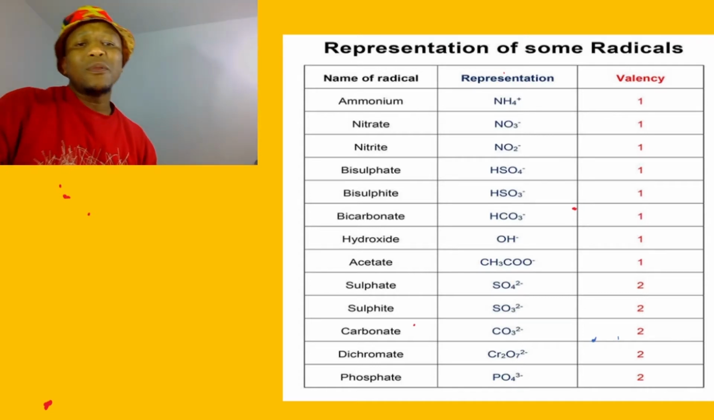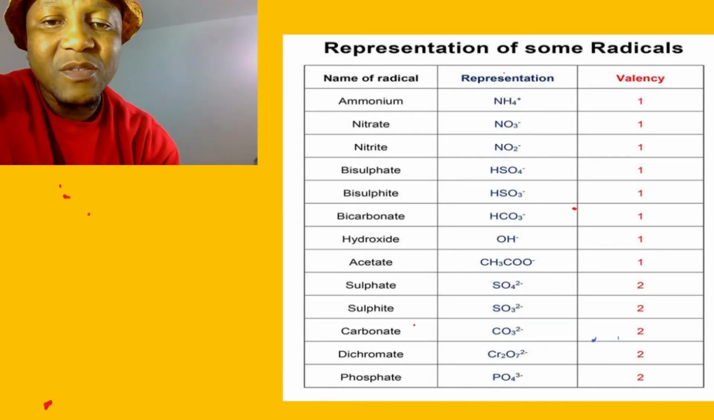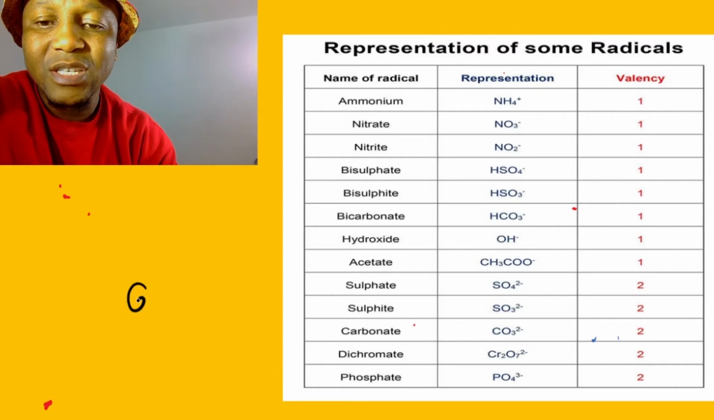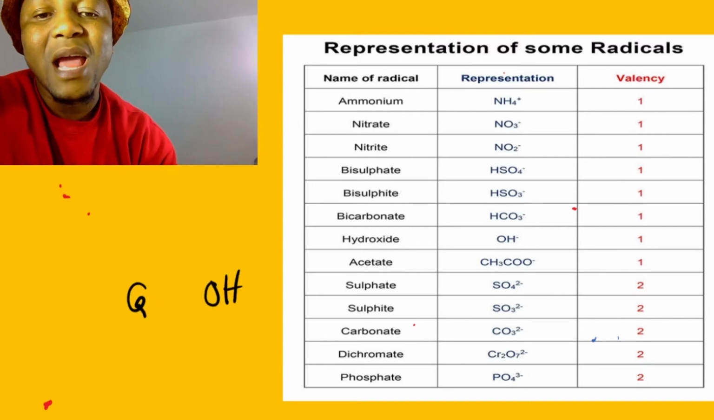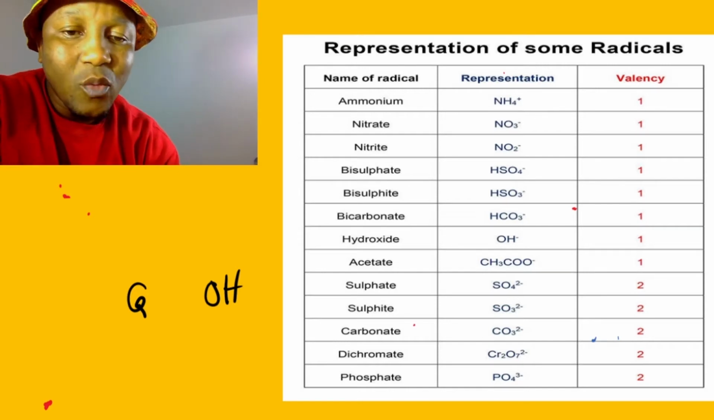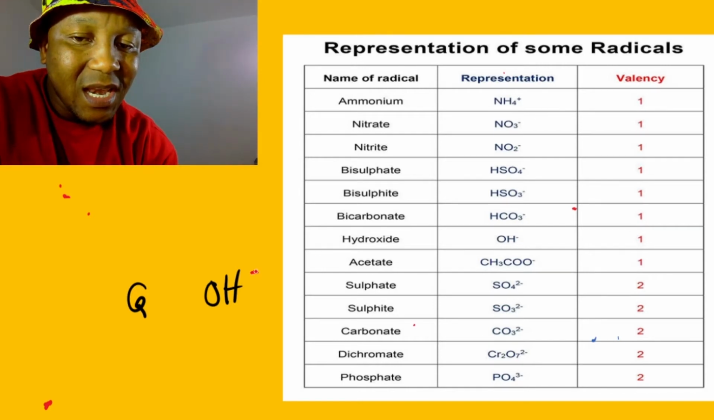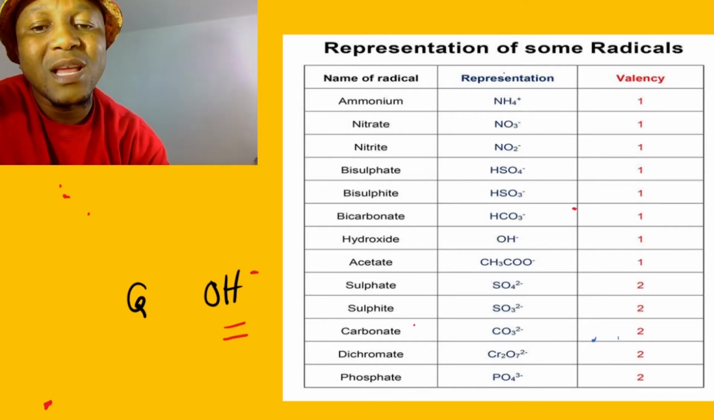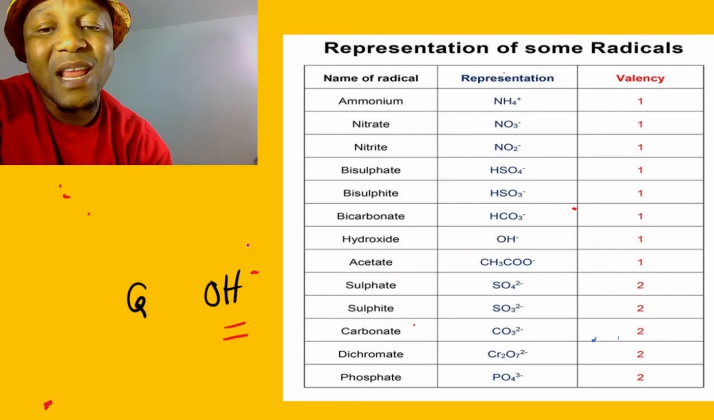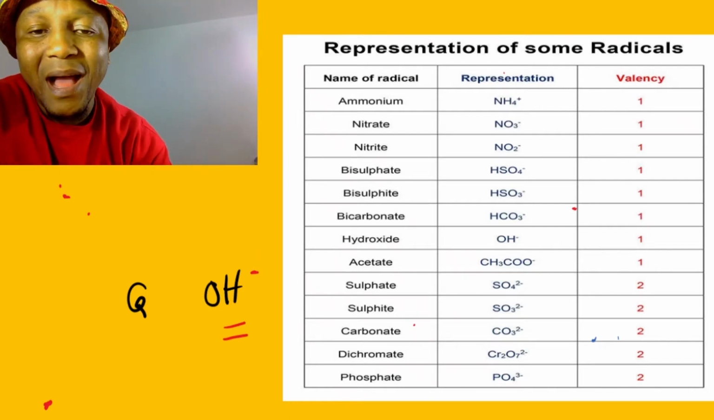So how are they going to ask, for example, in an exam? If somebody asks, for example, let's say calcium and hydroxide. Hydroxide is a radical which has a negative charge. So this we call what? Anions, because it has a negative. But calcium, it has a valence of 2.